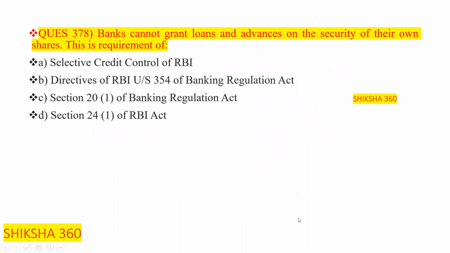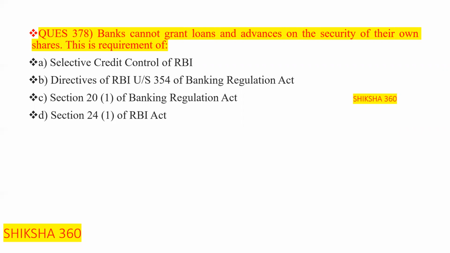Now the next question is question number 378. Banks cannot grant loans and advances on the security of their own shares. This is the requirement of, on the security of their own shares. Why? I think you have discussed this question also in the legal of JIB.